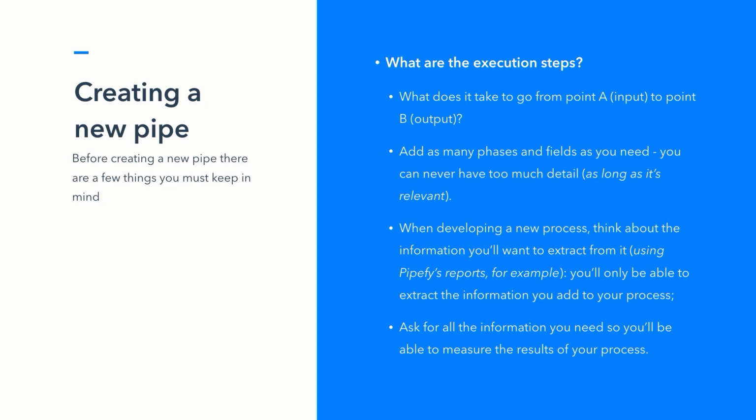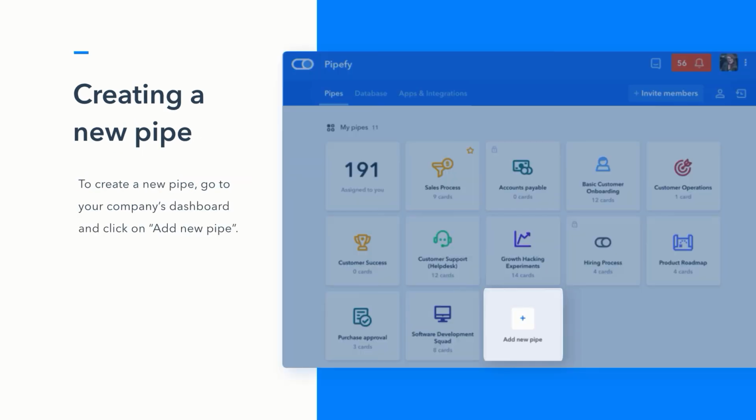It's very important that we keep that in mind. We can't extract data we haven't added to our process. So it's important to keep that in mind. We need to ask for all the information we need so we'll be able to measure the results of our process. Now, down to the actual activity of creating a new pipe.